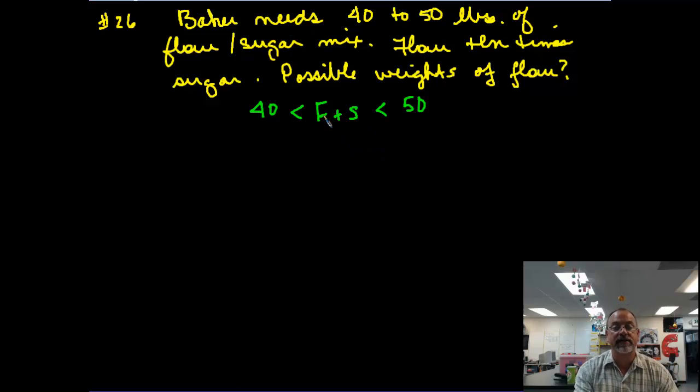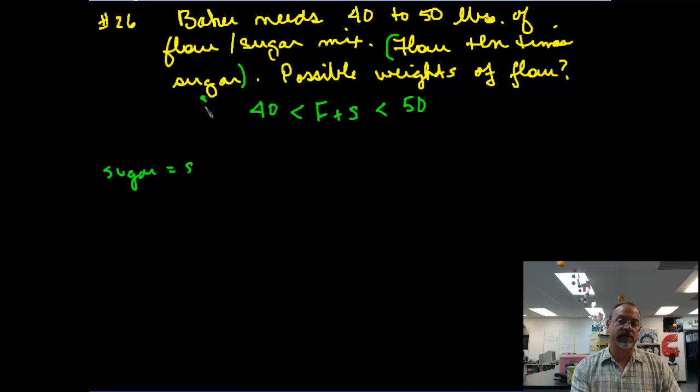Now the problem I have here is I have two variables, f and s, so I can't solve it until I have just one variable. So I need to define one in terms of the other. What I mean by that is I need to take this expression right here and translate it to give each one a variable, and then describe the other one in terms of that same variable. In other words, I'll take sugar and I'm going to let sugar equal s.